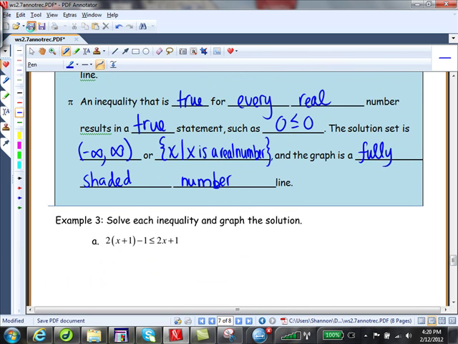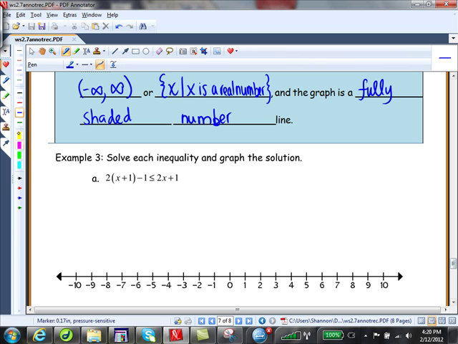Okay, so let's take a look at this next one. Again, we need to use the distributive law here. So this is going to be 2 times x plus 2 times 1 minus 1 is less than or equal to 2x plus 1. This is the result of using the distributive law. So that'll be 2x, 2 minus 1, 2 times 1 is 2, decreased by 1 is going to give us plus 1, is less than or equal to 2x plus 1.